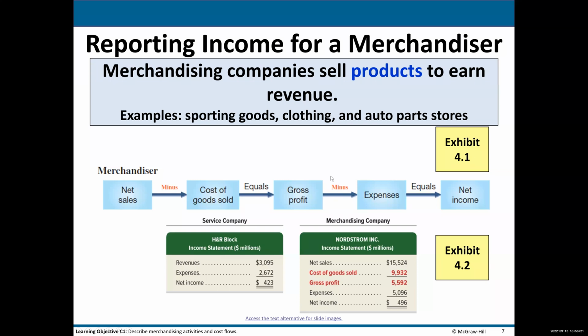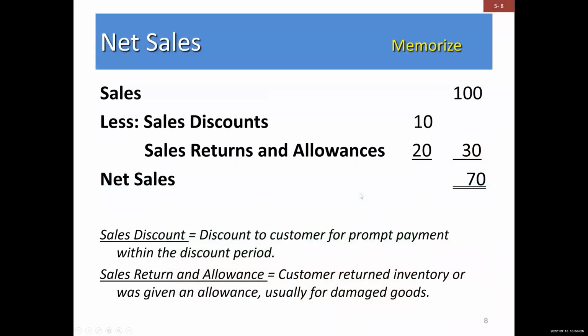Okay, so with that in mind, there are some things I'd like you to memorize. And you may not have a full understanding of what it is, but we'll be working with you on it. But right now, know that sales, less sales discounts, less sales returns and allowances equals net sales. Okay, so we know what sales is, right? It's the amount we earned from our customer.